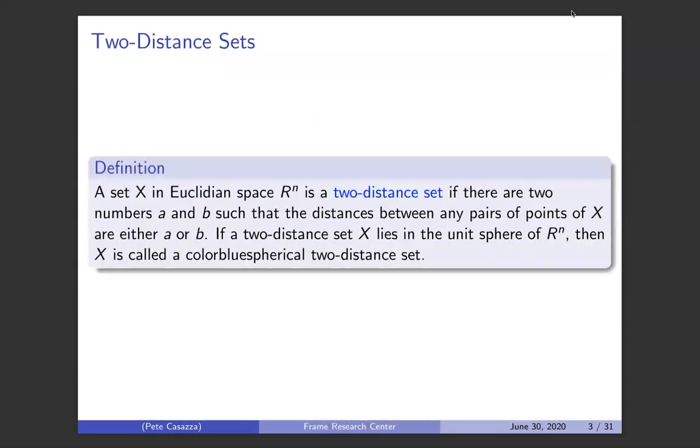Okay, the definition. A set X in Euclidean space R^n is a two-distance set if there are two numbers A and B such that the distances between any pairs of points are either A or B. If a two-distance set X lies on the unit sphere, then it's called a spherical two-distance set. I changed this this morning; this was a misprint. I actually clicked on the old PDF, it doesn't matter. This was supposed to be blue, spherical two-distance sets.